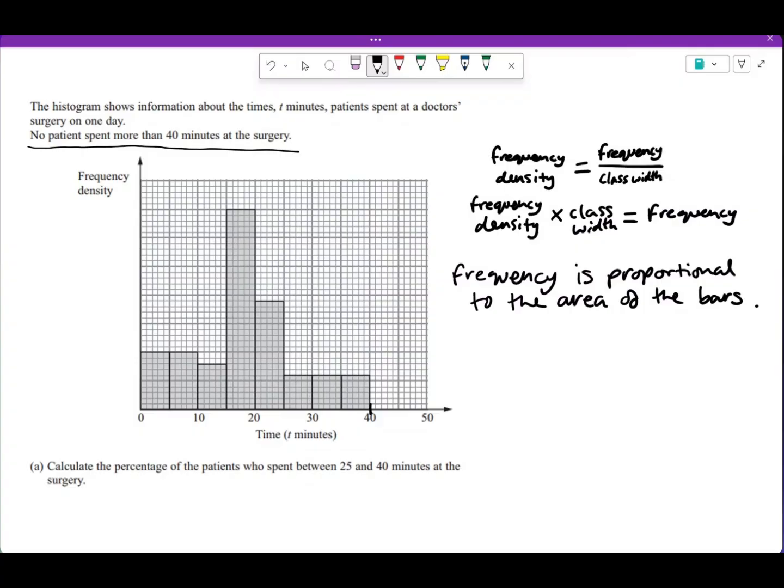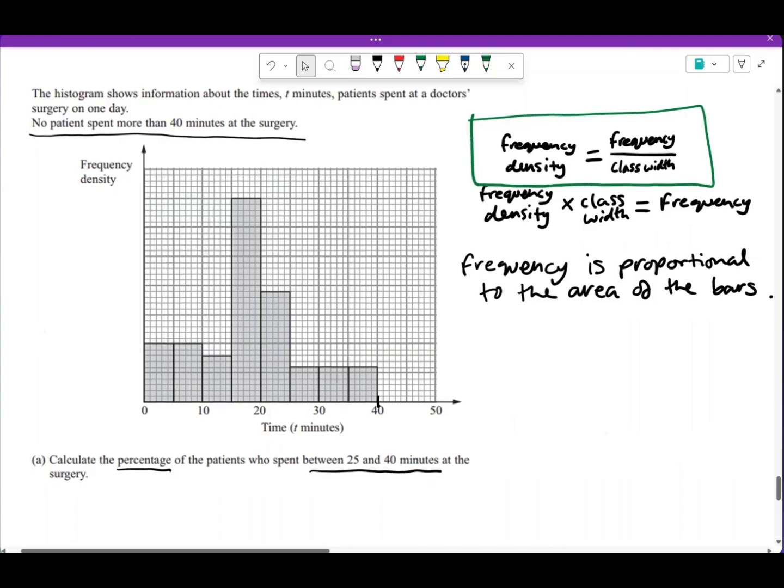Now just note we don't have the frequency density scale. And then it says calculate the percentage of the patients who spent between 25 and 40 minutes. Since we don't have the frequency density scale, the question is, do we have the frequency of one of our bars so that we can use this formula up here, calculate the frequency density for it and then obtain the scale? Well, we don't. We've been given no numerical frequencies about anything, so we're not going to be able to obtain our frequency density scale.